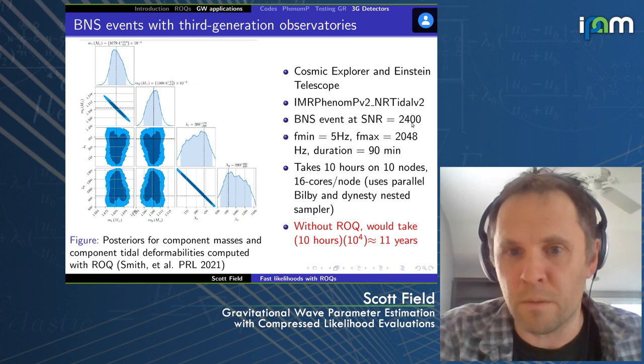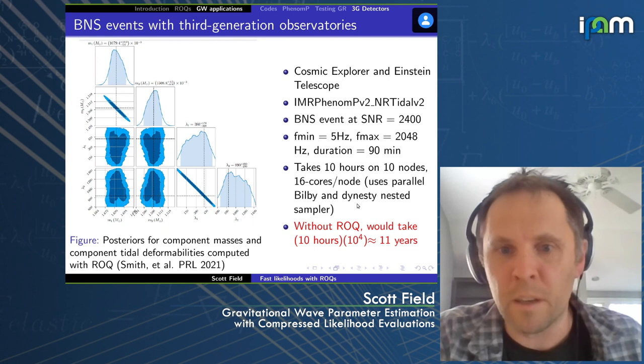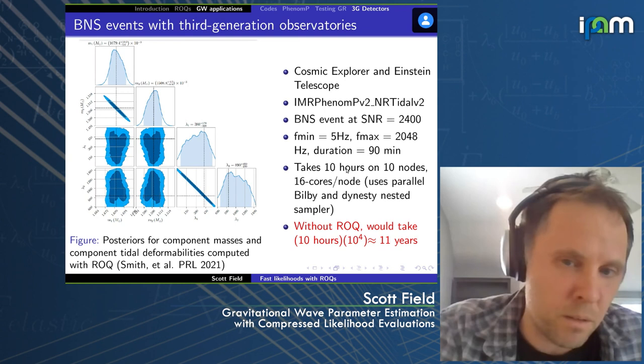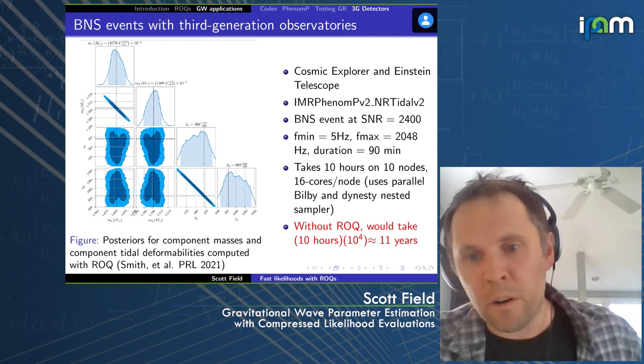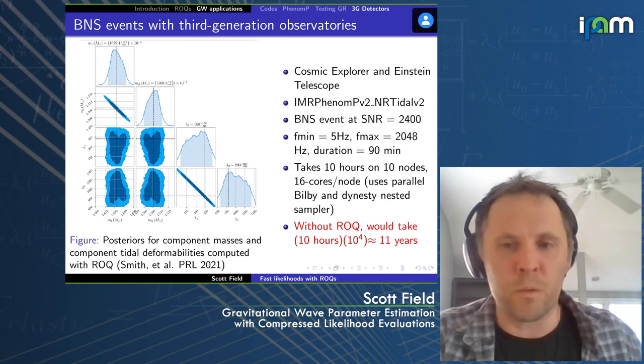And the ROQ run, so this is a case where it's probably good to combine different methods, was using parallel Bilby with the dynesty nested sampler that's built in. And the ROQ run took about 10 hours on 10 nodes with 160 cores per node. So some high performance computing resources were used here, but it was accomplishable within a 10-hour time frame. The time it takes to compute a likelihood without ROQs is roughly 10 to the 4 times larger. So this would have taken 11 years if ROQs were not used in this case. So this is a dramatic example of a scenario where you probably couldn't do this otherwise, at least not the full Bayesian case without some acceleration techniques like ROQs.